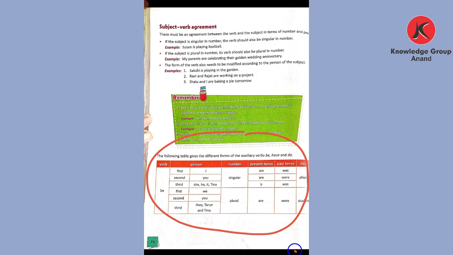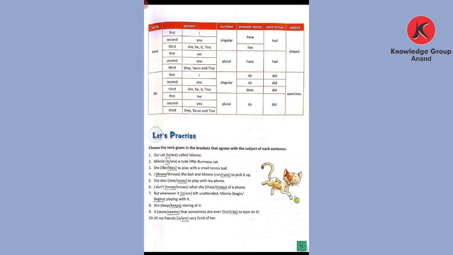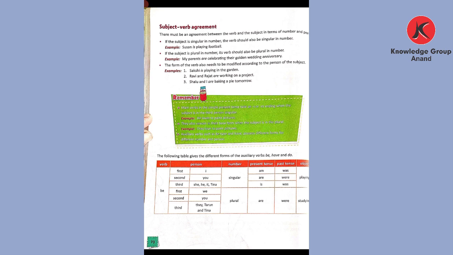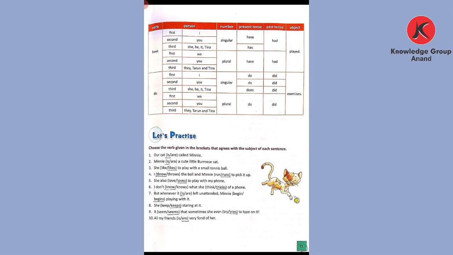Here you can see do, how to use the formation of the auxiliary verb do. Present tense do and does. For the singular and plural, what we have to use is written here. So study this table carefully, then you will understand more about it. On page number 70 half of the table is given, and on page number 71 the other half of the table is given. So please read this table carefully.